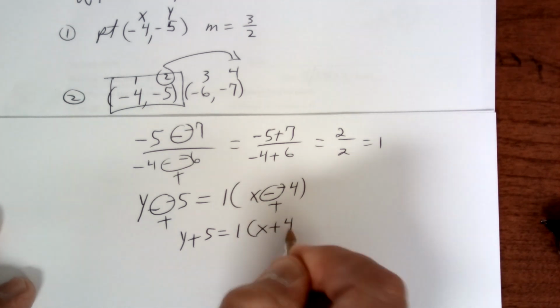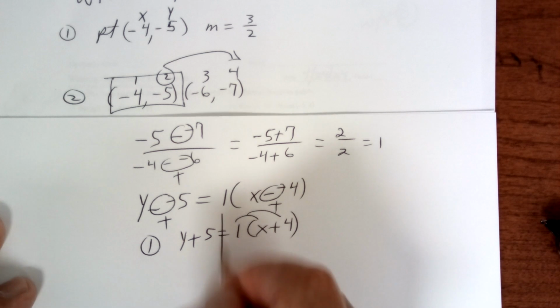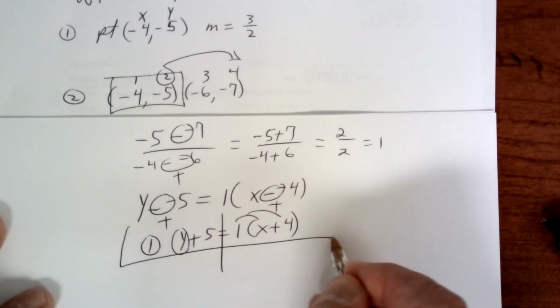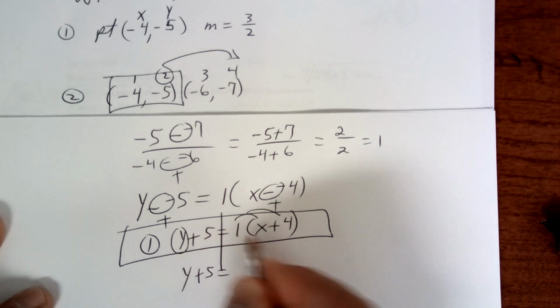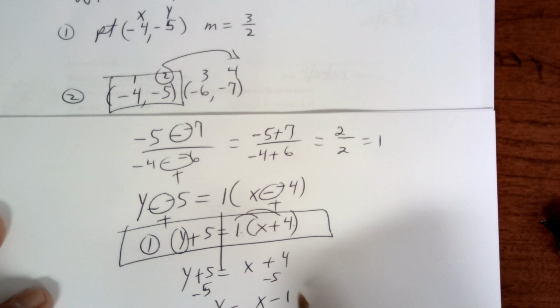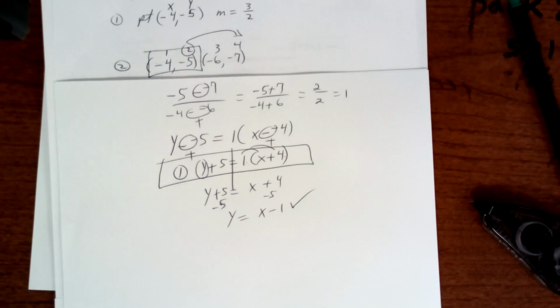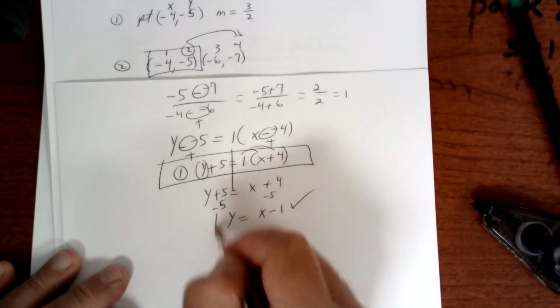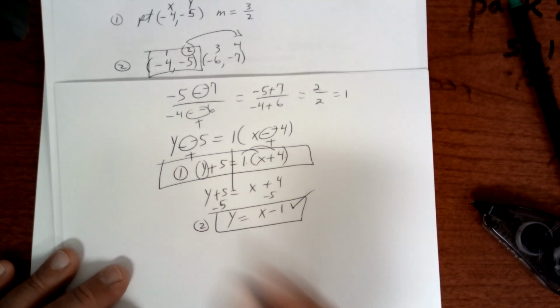Okay? That's the first one. The second one, you're just going to distribute and get y by itself. So I'm going to get y plus 5 is equal to 1x plus 4, 1 times 4. Then I'm going to subtract 5. So I'm going to get y equals x minus 1. And then I'm done. Any questions on how to do point slope or slope intercept form? Excuse me. Let's go on.